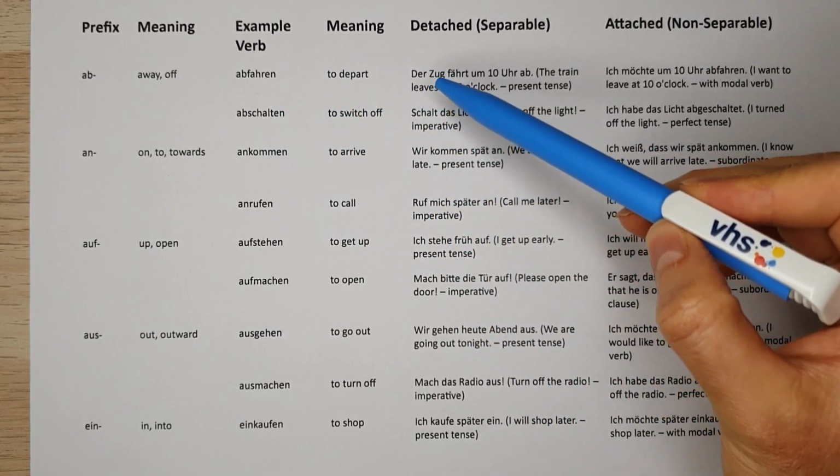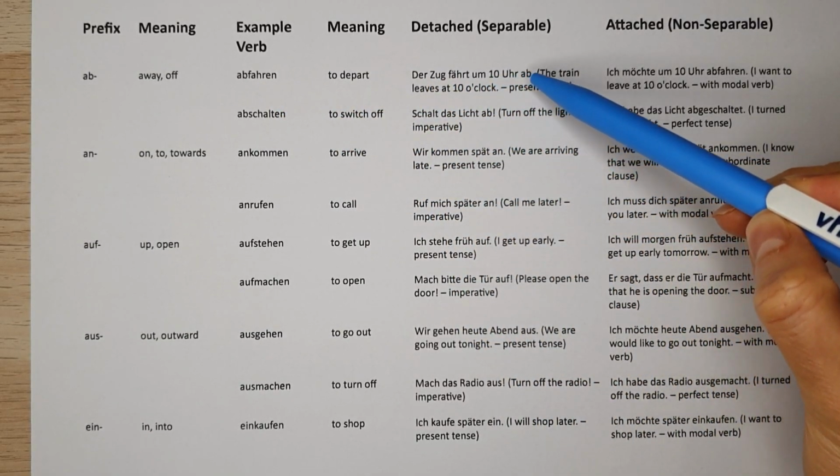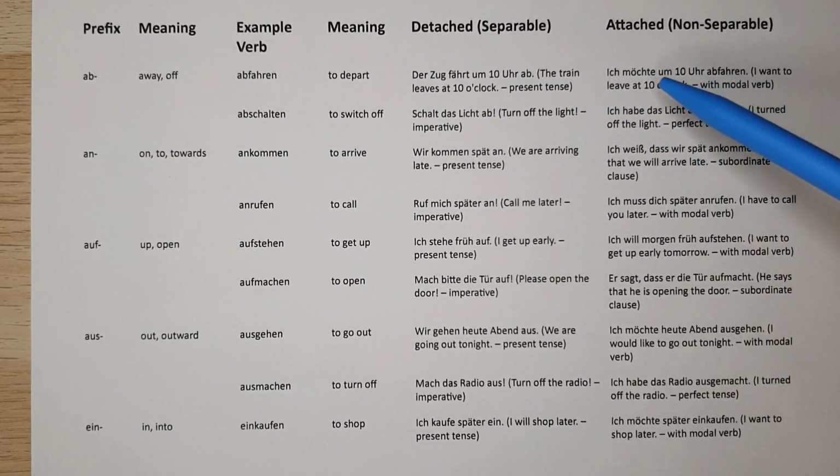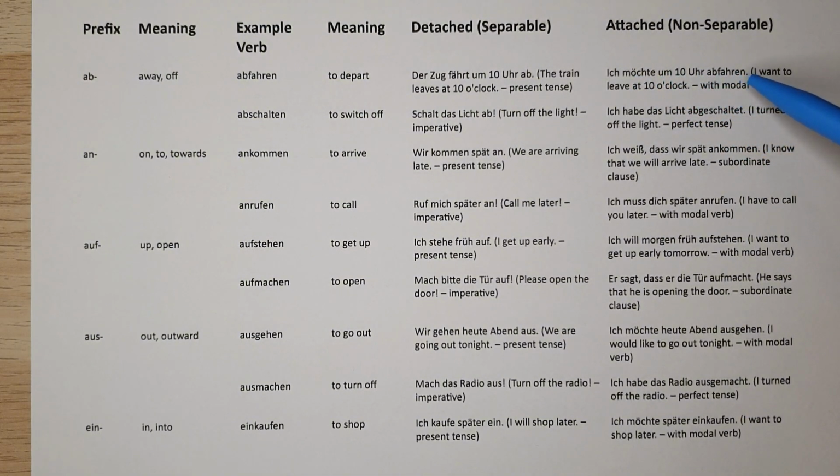Abfahren. For instance, der Zug fährt 10 Uhr ab. In this case, the prefix goes to the end of the sentence. Now, in case of modal verb, this will stay together. Ich möchte 10 Uhr abfahren.